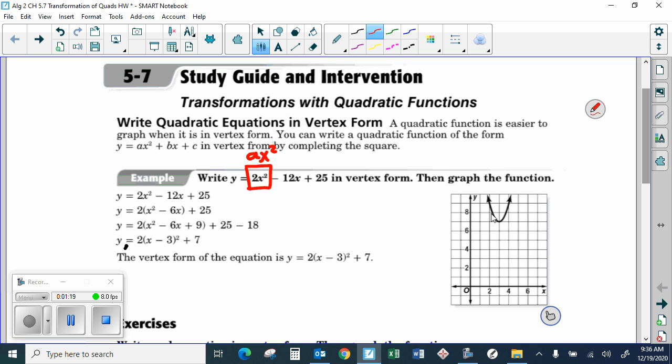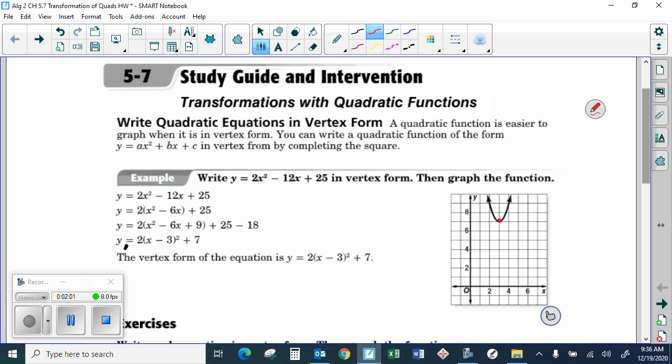Okay, so we're writing it in what's called vertex form. What that means is the form we're put into, we're going to be able to identify the vertex, this point, right away from it. Well, as you see, y equals ax squared plus bx plus c, in vertex form by completing the square. So we just talked about completing the square before, so now we're doing it again right here. Just a little bit different as far as what you do with your c after you create the c.